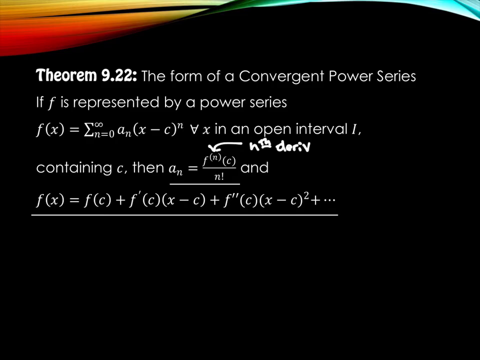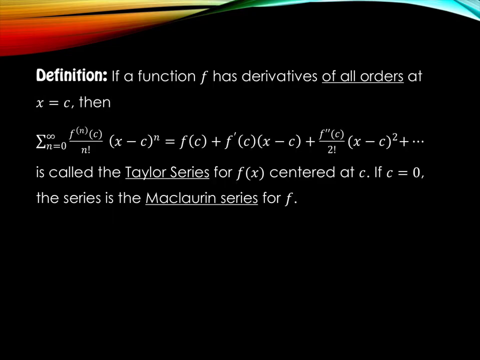Okay, so these are the details. And then let's put it all together with a definition of what this does. So if a function has derivatives of all orders at x equals c, then this summation from n equals 0 to infinity of the nth derivative of f at c, divided by n factorial times x minus c to the n, is defined as f of c plus f prime of c times x minus c, plus f double prime of c divided by 2 factorial, x minus c squared, and so forth.